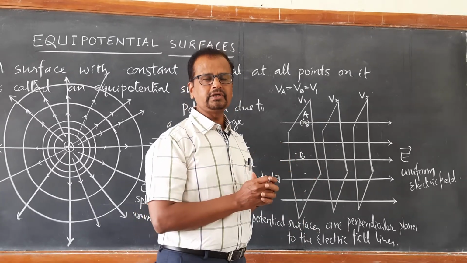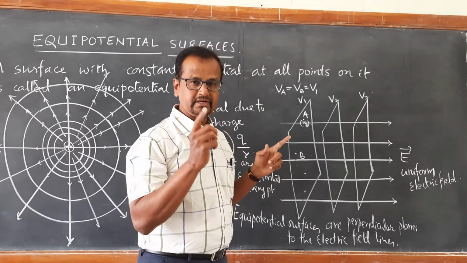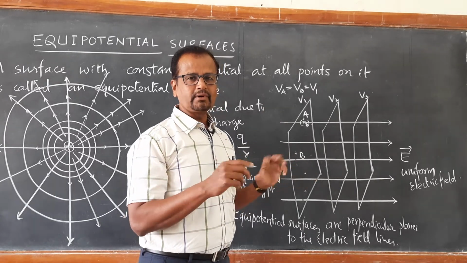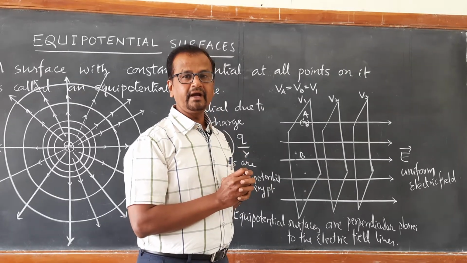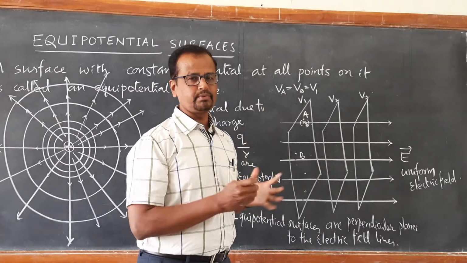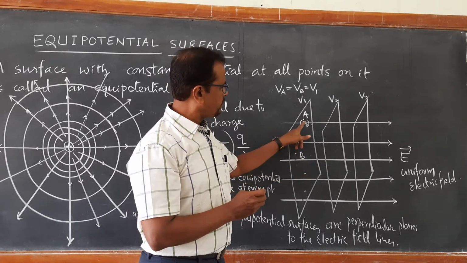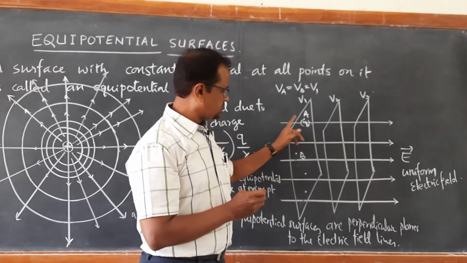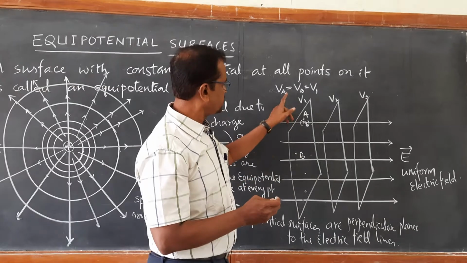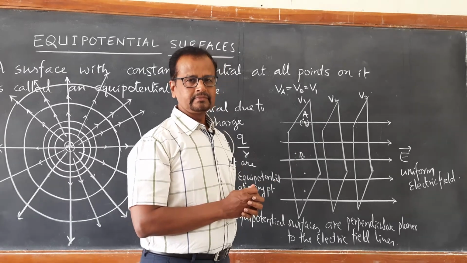What do you mean by potential difference between A and B? The work done per unit charge in moving it from B to A is called the potential difference between A and B, VB minus VA. If you take VB minus VA, then we call it the potential difference. Work done per unit charge in moving it from B to A, or in this case A to B also, is 0. So when the work done per unit charge is 0, the potential difference between them is 0, right?